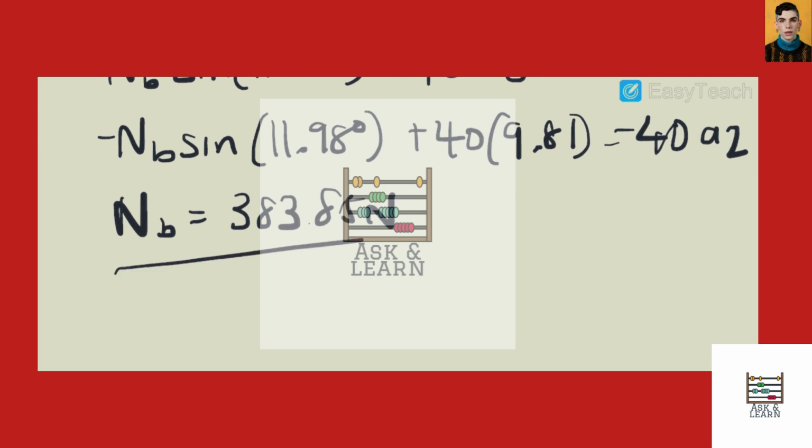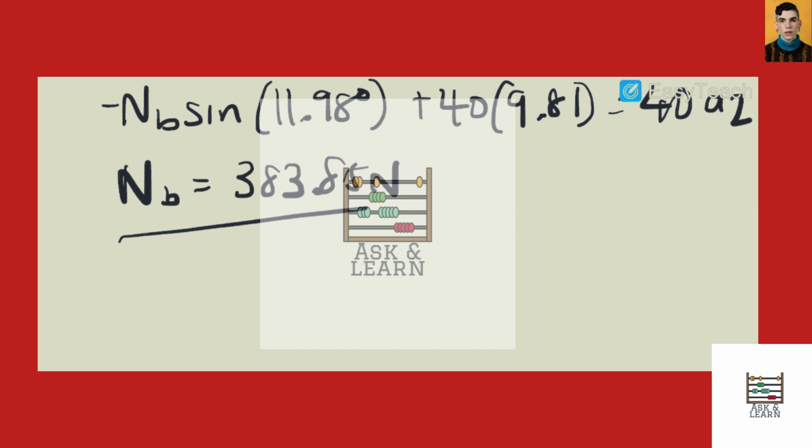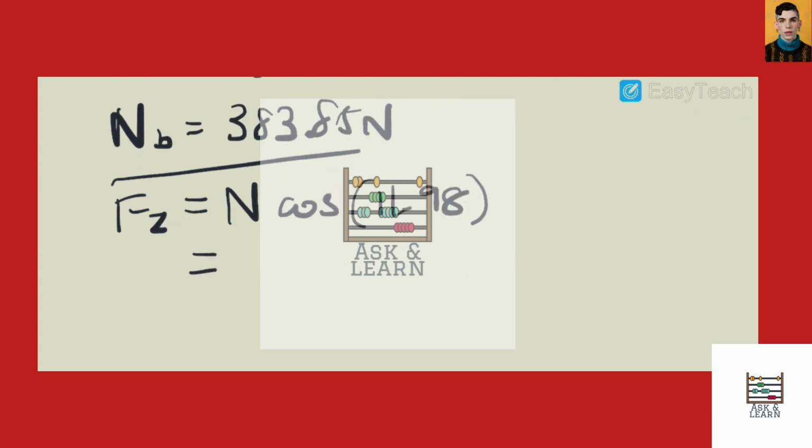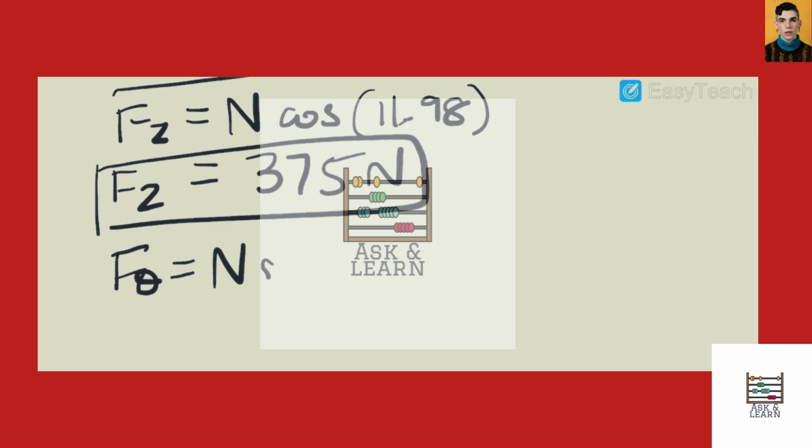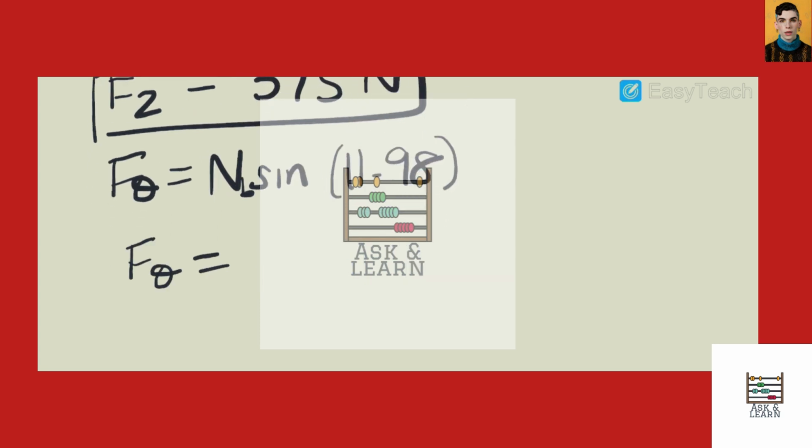Using this piece of information, we can go ahead and solve for the Fz and F theta forces. We'll see that Fz is equal to NB times cosine of 11.98. This gives us an Fz equal to 375 newtons. So that's another part of our answer. And we can also solve for F theta, because F theta is just equal to NB times sine of 11.98. And this gives us an F theta equal to 79.7 newtons. And that's the last part of our answer.